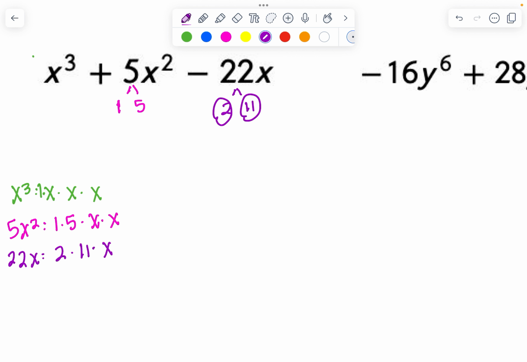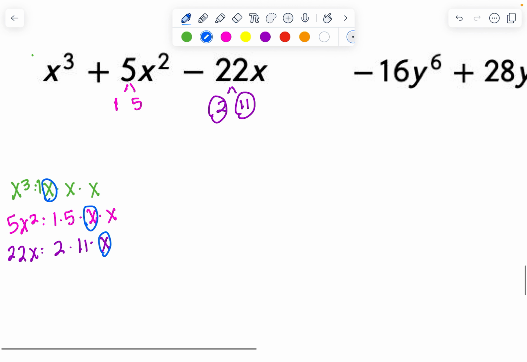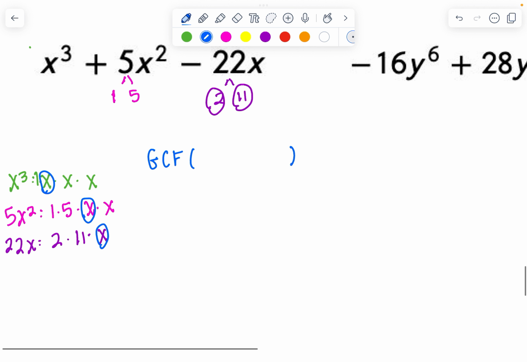So we start out the same way here. We find stuff that's common to all of them. The only thing I see that's common to all three terms here is 1x, not 2 x's. 1x is the only thing common to all. So whatever the GCF is, we put on the outside of the parentheses. The inside of the parentheses is the leftovers.